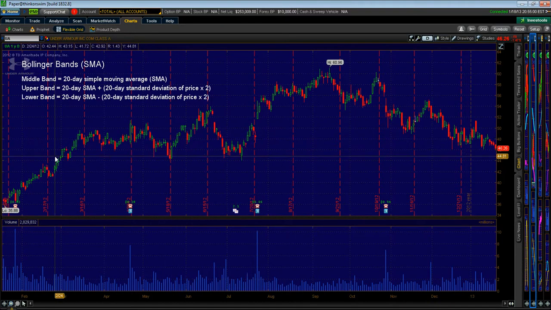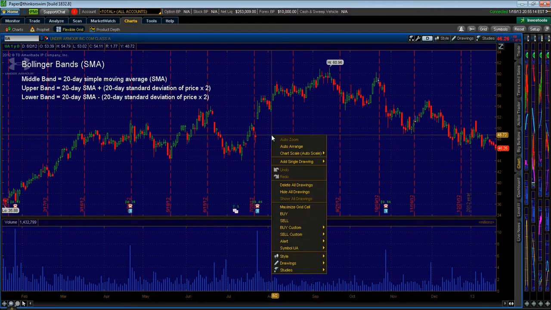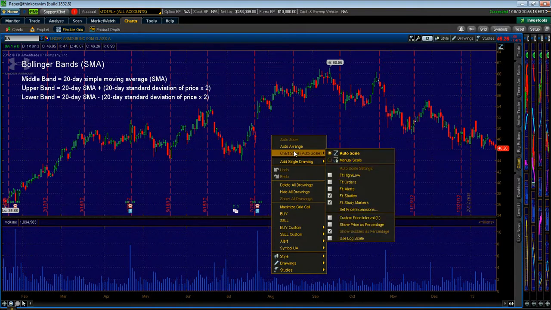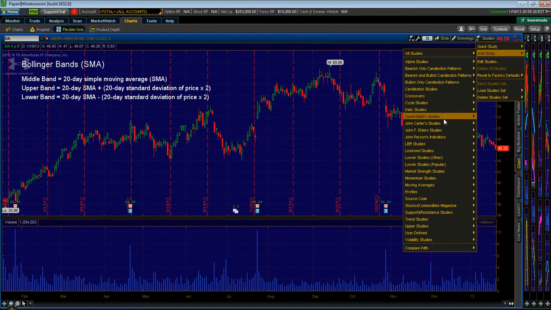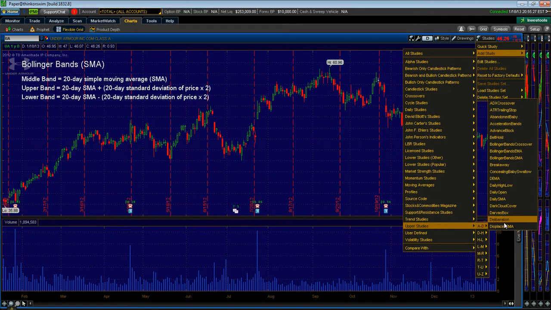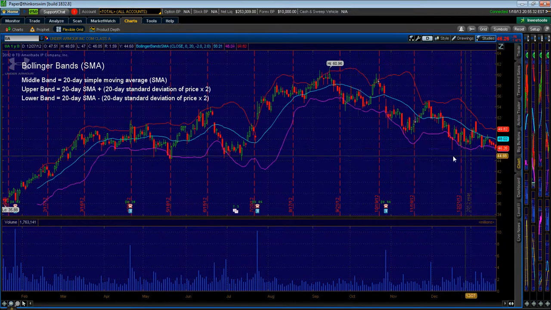Okay, so here we have a chart of Under Armour, and basically what I have up here in the top left-hand corner is just a representation of what is actually the Bollinger Bands. And what I'm going to do real quick is just show you how to overlay them, and this is in my Thinkorswim application. So I'm going to go up to Studies, and I want Upper Studies. There they are, A to D. And there they are, Bollinger Bands SMA, Simple Moving Average.